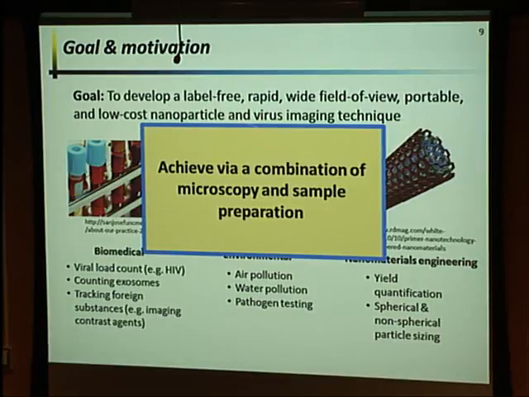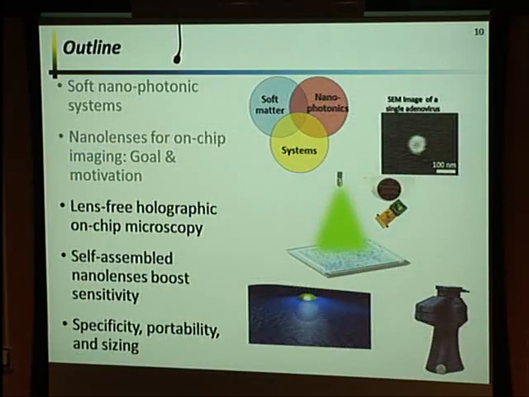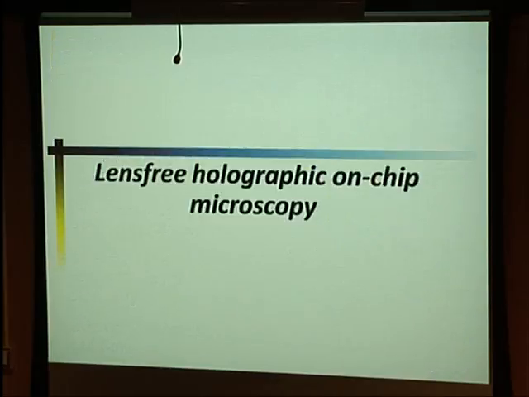So I'm going to show you how we can achieve this goal, this label-free, rapid, wide field of view, portable, and low-cost nanoparticle and virus imaging technique via a combination of microscopy and sample preparation. The microscopy approach is going to be lens-free holographic on-chip microscopy, and I'm going to spend a few slides talking about that. And then the sample preparation approach is the self-assembled nanolenses, which are going to boost our sensitivity so that we can see these really small particles at the virus scale that we're trying to detect. And then I'm going to close with some extensions we've done on specificity, portability, and particle sizing.